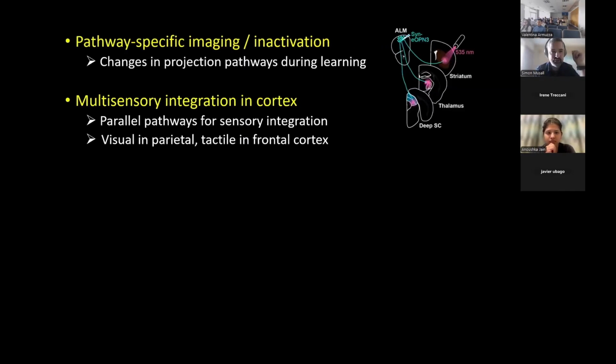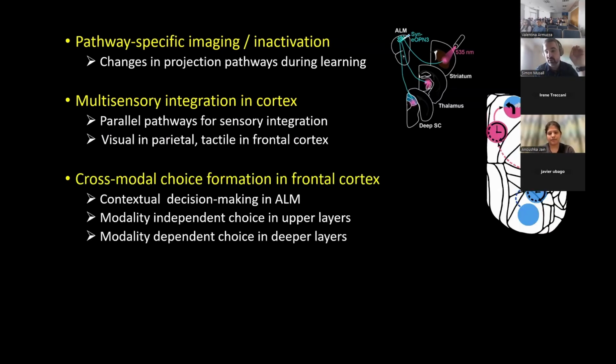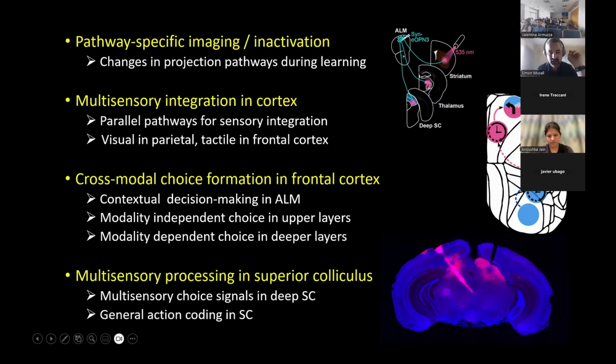Okay, so to summarize this part, I showed you some of the photometry, so we can use that to study projection pathways, especially when it comes to cortical-subcortical interactions. We are interested in multisensory integration, especially when it comes to the formation of multisensory choices and leads to these toy cortex circuit models. And we can use the EFIS to study the activity of these deeper brain regions more directly.